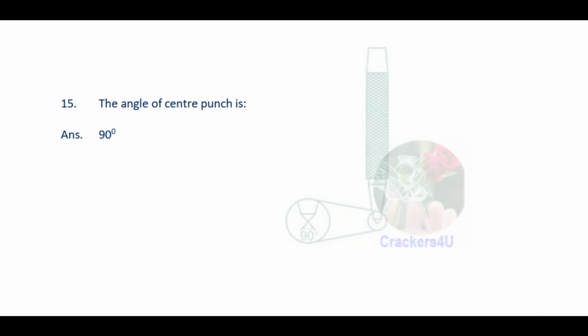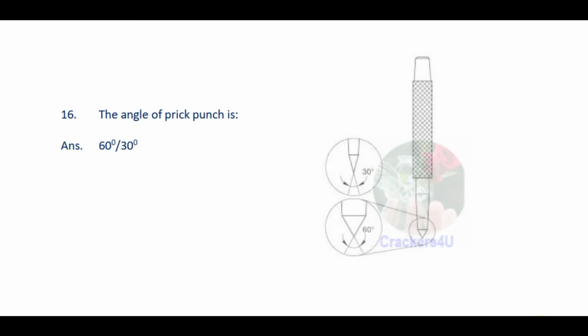The angle of center punch is. Answer, 90 degree. The angle of prick punch is. Answer, 60 degree or 30 degree.